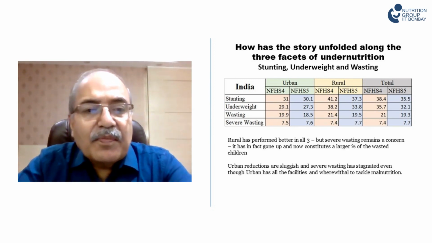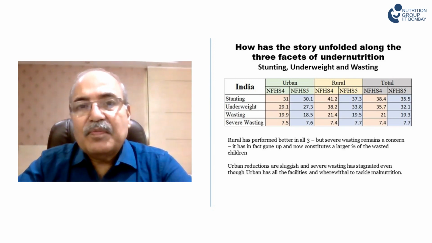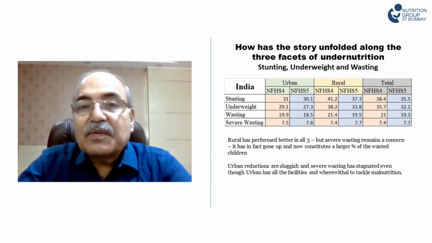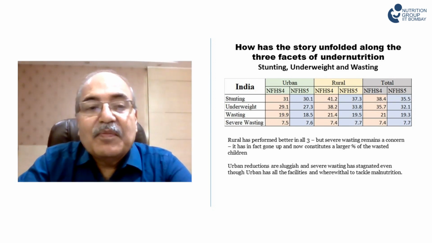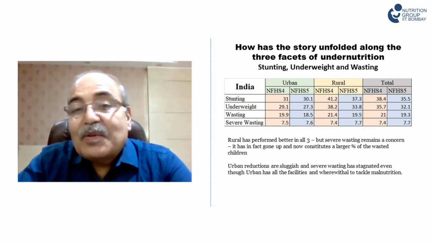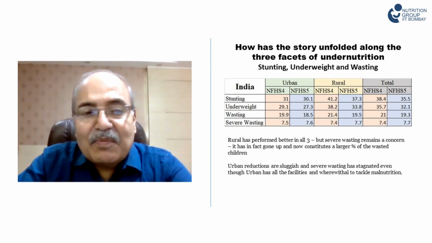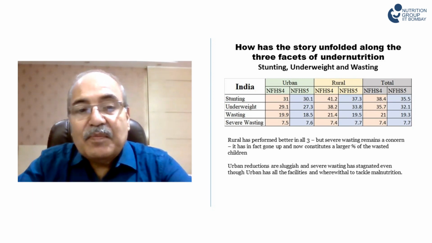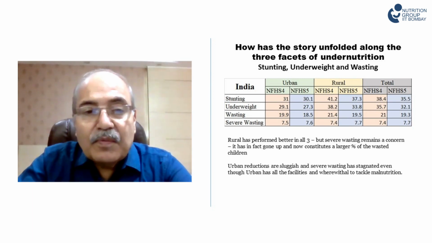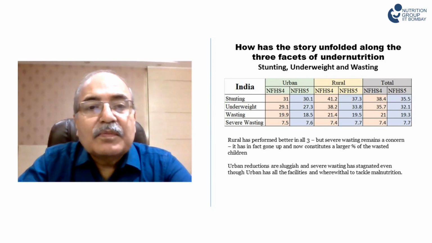Vis-a-vis rural, urban reductions are relatively sluggish. Now this is very interesting. Urban has the wherewithal to address malnutrition. But in urban, I mean, you have the money, you have the personnel, you have the connectivity, everything. But urban reductions have been sluggish, and there severe wasting has stagnated. Now this is something which we need to note and of course be concerned about. But let's move on.